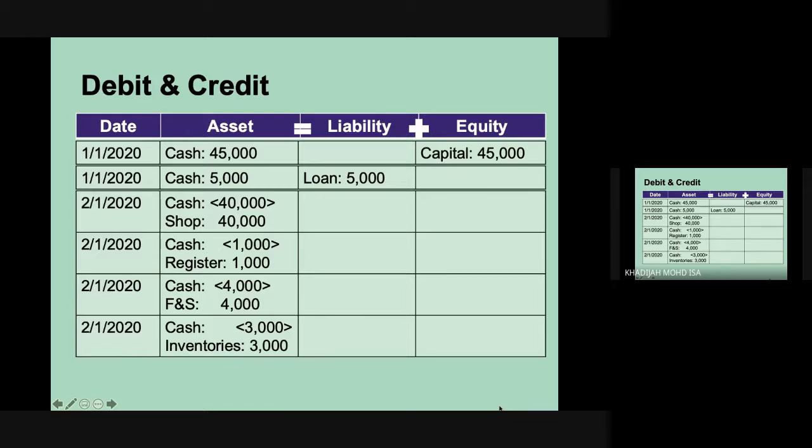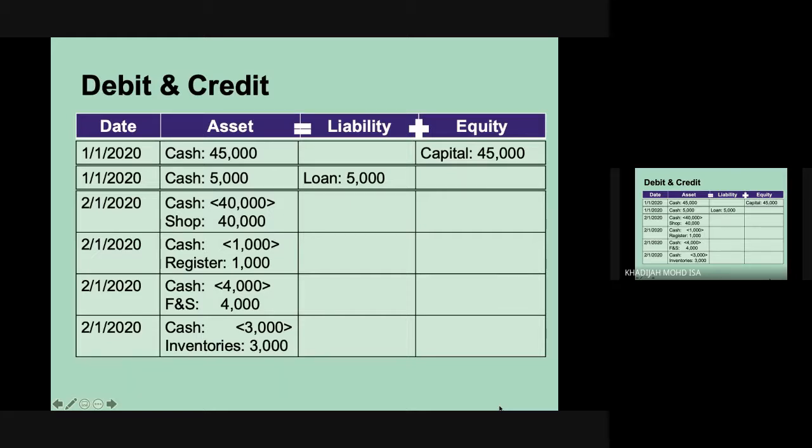So below cash, when it's increased, it's debit, right? So for example, cash 45,000 increase, so you're going to debit your cash. But if cash is negative, it means that you are going to credit that cash account. But shop is an asset. Asset positive debit means that shop increased by 40,000, which means that you're going to debit your shop account later.